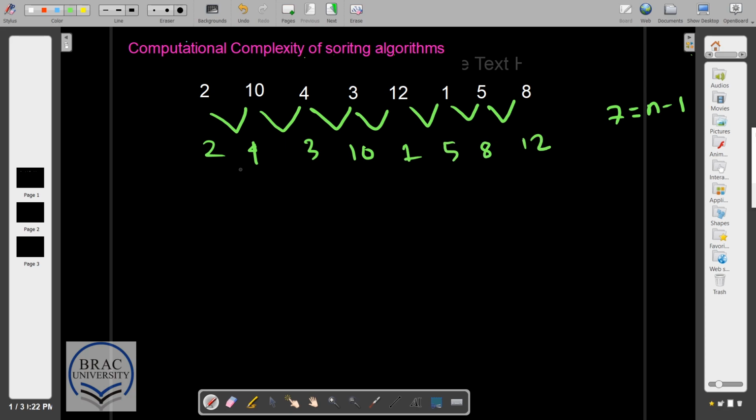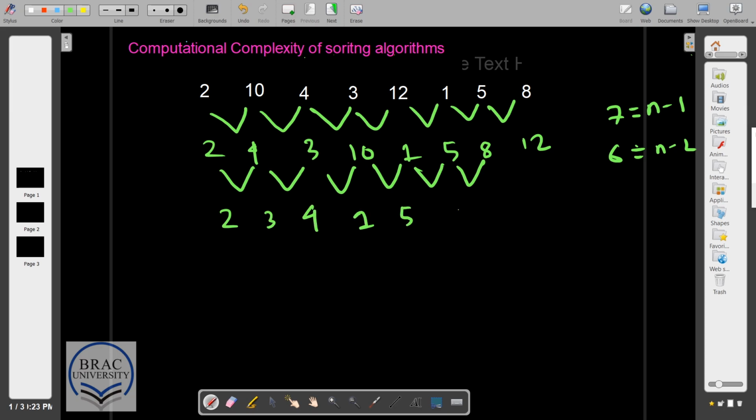So now the bubble sort makes 1, 2, 3, 4, 5, 6 comparisons. Then after the comparisons are made, 2, 4, 3, 10. Then in the next iteration, bubble sort makes 1, 2, 3, 4, 5 comparisons. So at every iteration, the number of comparisons being made is decreasing by 1.